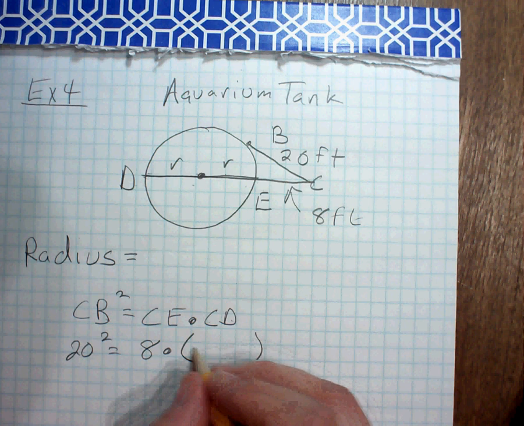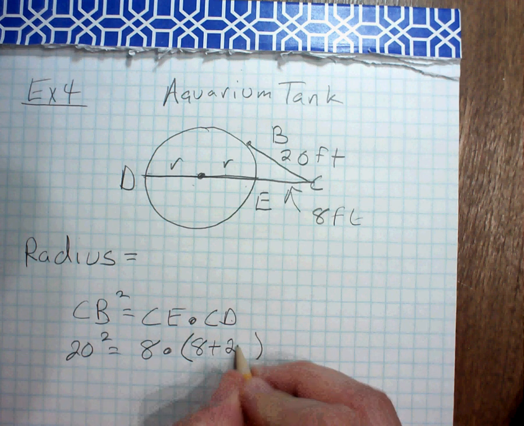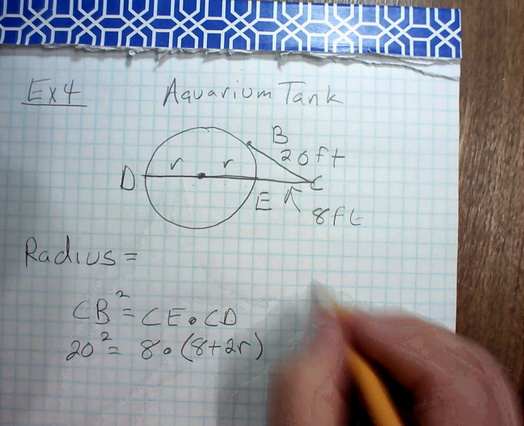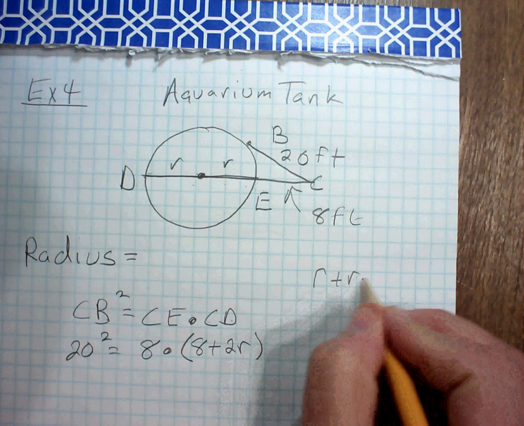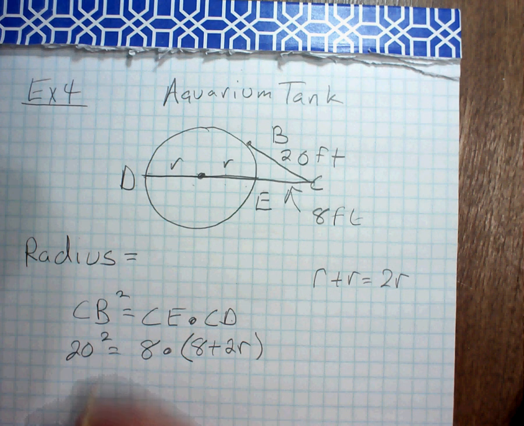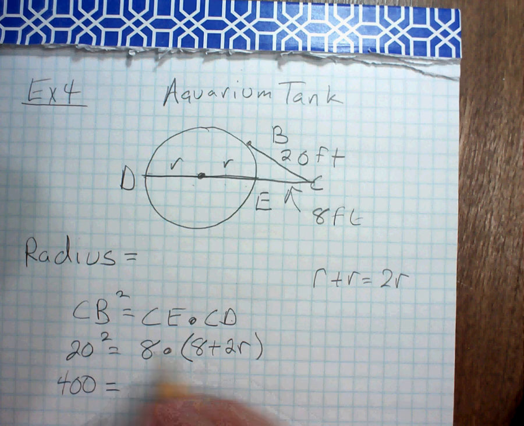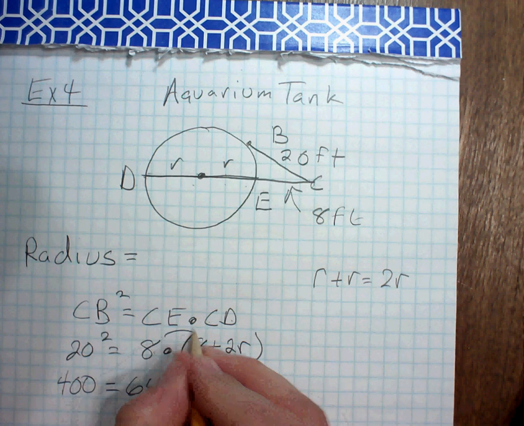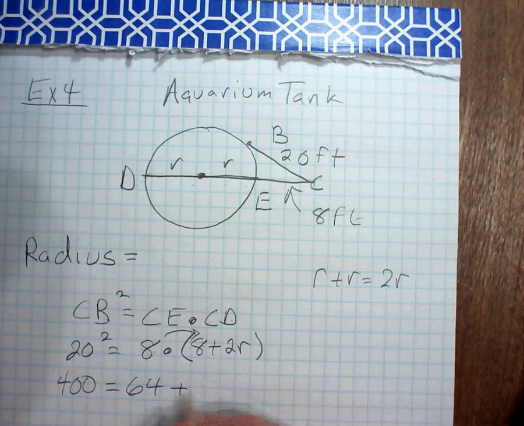So I'm going to say 8 plus 2R, right? R plus R is the same as 2R. 1R plus 1R is 2R. So I'm going to push this through. 20 squared is 400. 8 times 8 is 64. Right? And then 8 times 2R is 16R.